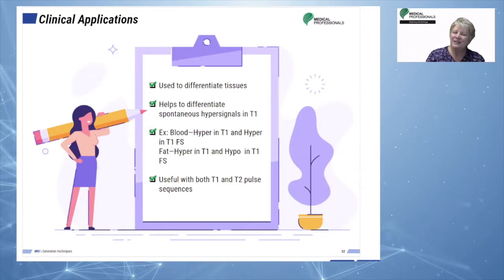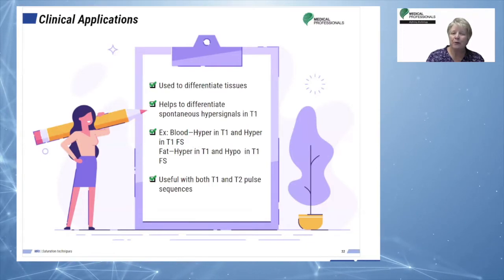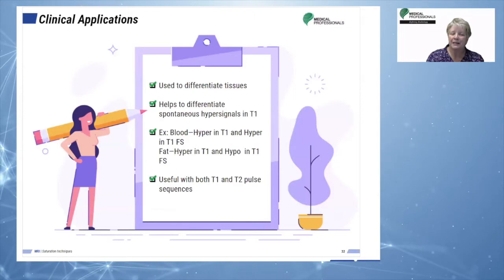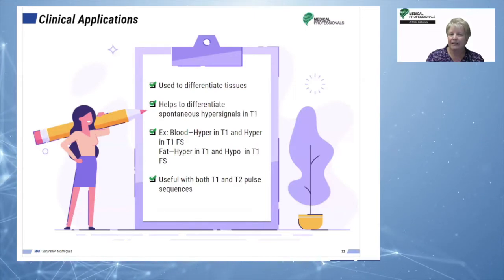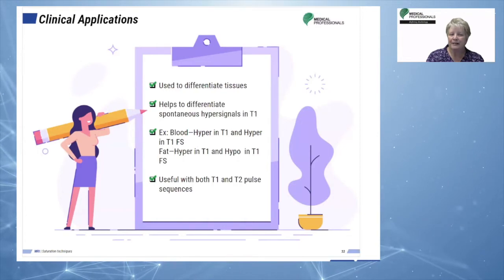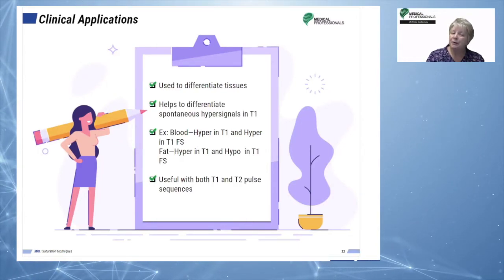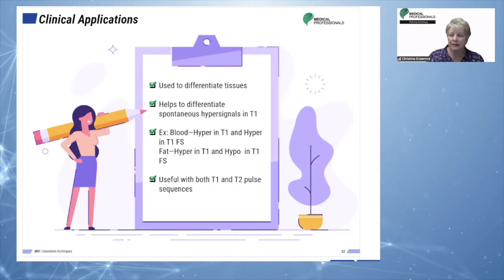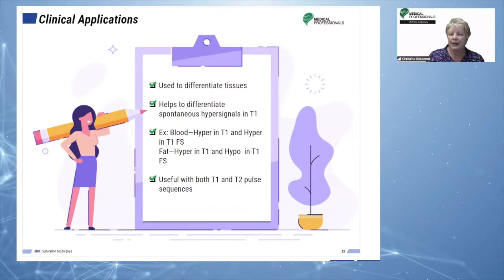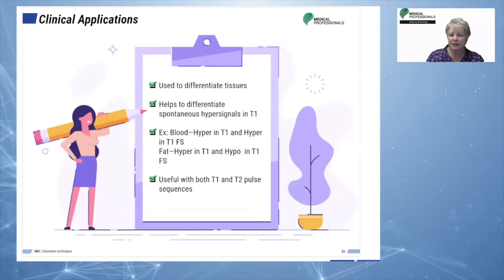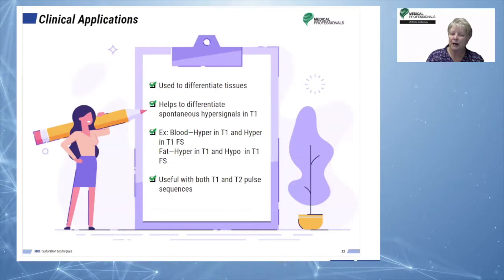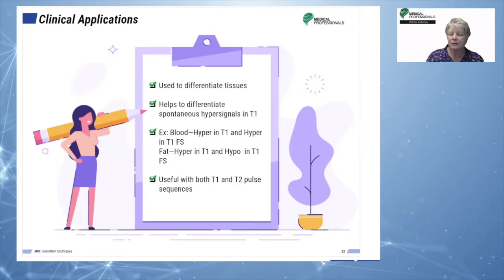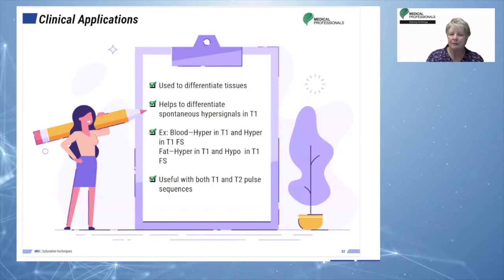An example of this is blood versus fat. Both are going to be bright on T1. However, only blood would be bright on T1 fat sat because the fat has been suppressed. This technique can be useful both with T1 and T2 pulse sequences. In T1, it is most useful after the injection of gadolinium when we are looking for hypersignal from contrast enhancement. And for T2, when we are searching for hypersignal from edema.